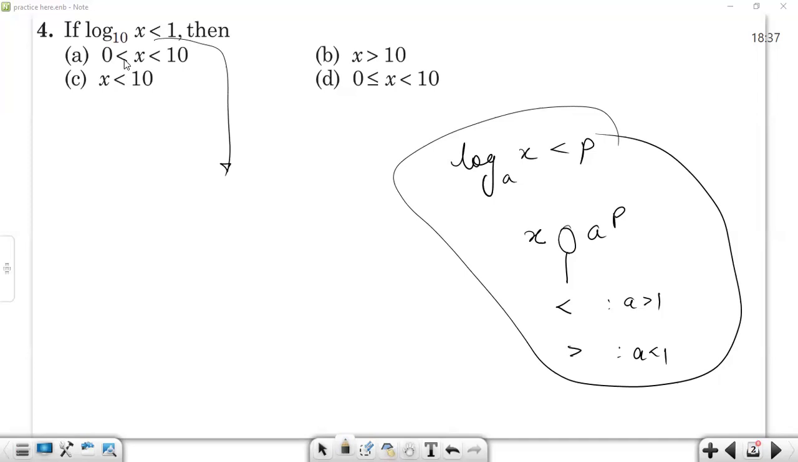Sir, is it 1 minute? If A is greater than... Is it option C?